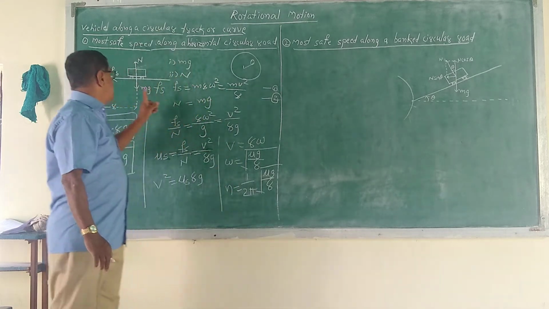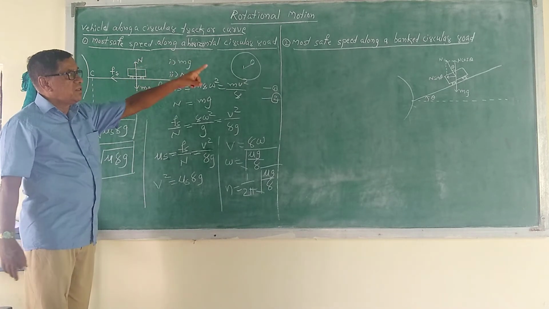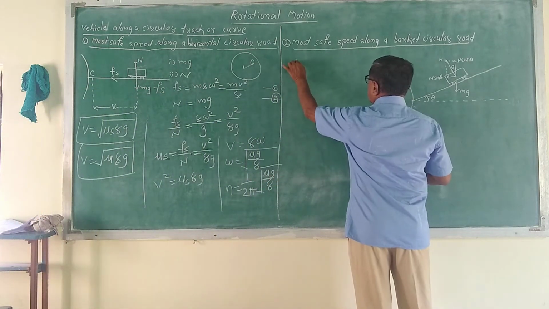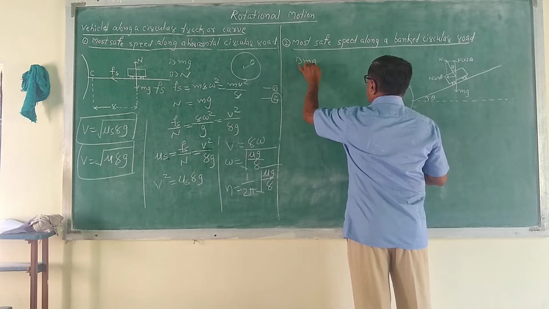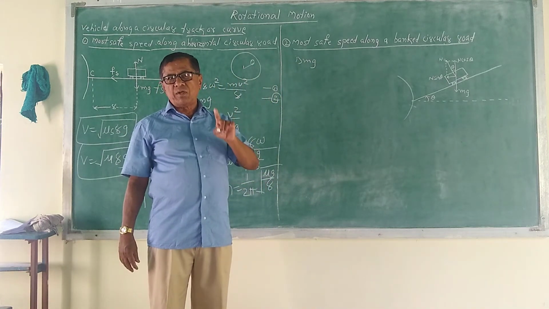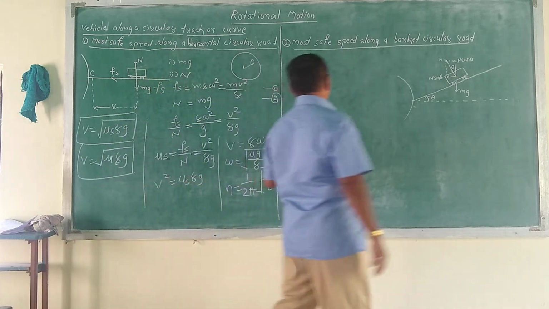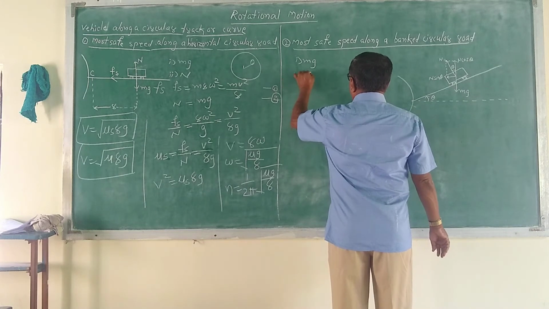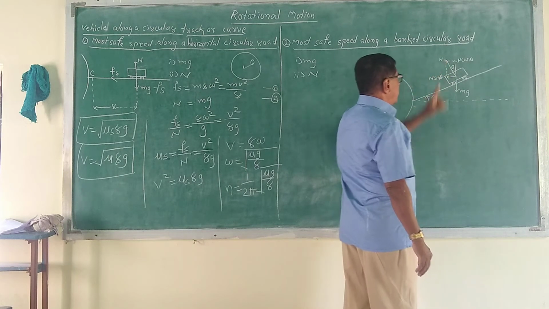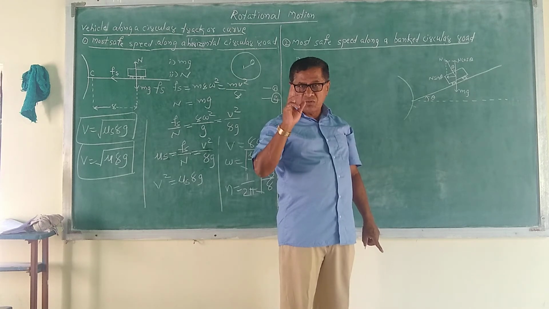In this case, the weight of the vehicle gets balanced by the normal reaction. The forces acting on the vehicle are, number one, weight mg, always in the vertically downward direction. Second force is the normal reaction N, perpendicular to the road surface. This one is N, this is mg. These are the two forces acting on the vehicle.